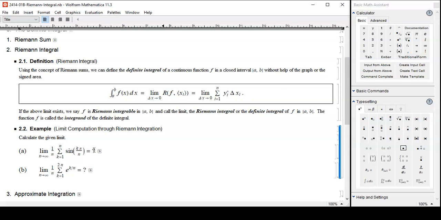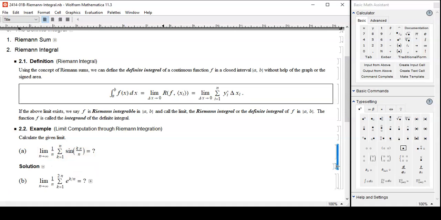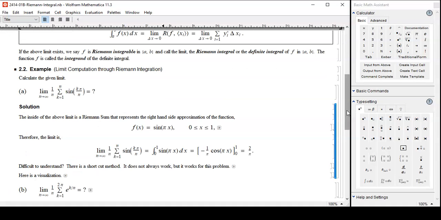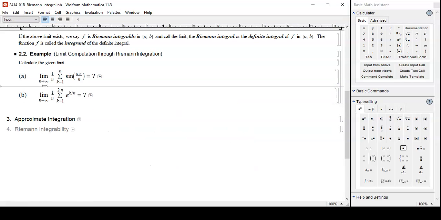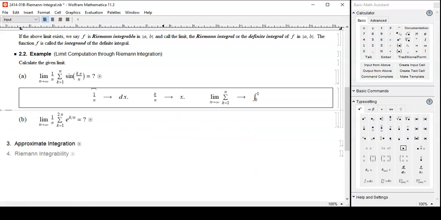And then we went through one example problem. Now let's recap what we did for this exercise problem. The easier answer was this. 1 over n becomes dx, k over n becomes x, and the rest becomes the integral from 0 to 1. How? Well, there you go.